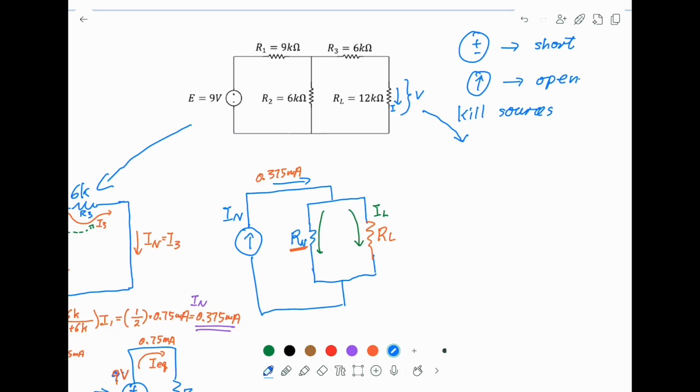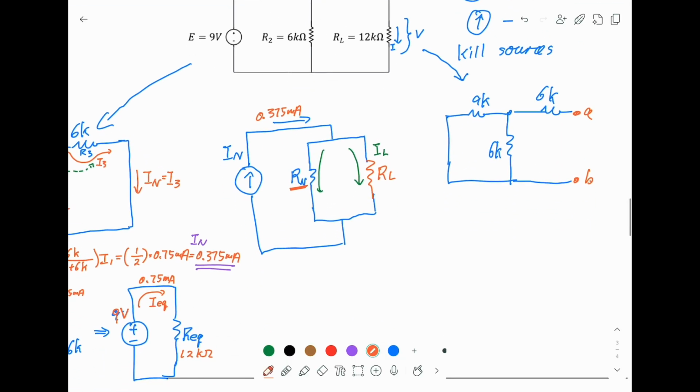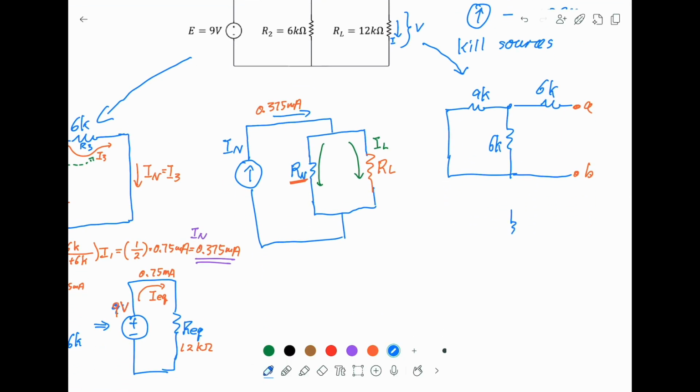So we have a potential source. So now you short the circuit. This becomes here, and this is 9K, this is 6K, and this is 6K. Now you remove the RL, the load. This is the key point, and you want to find what is the resistance when you measure across A and B. So again, if we draw this circuit here, this is what you should see.